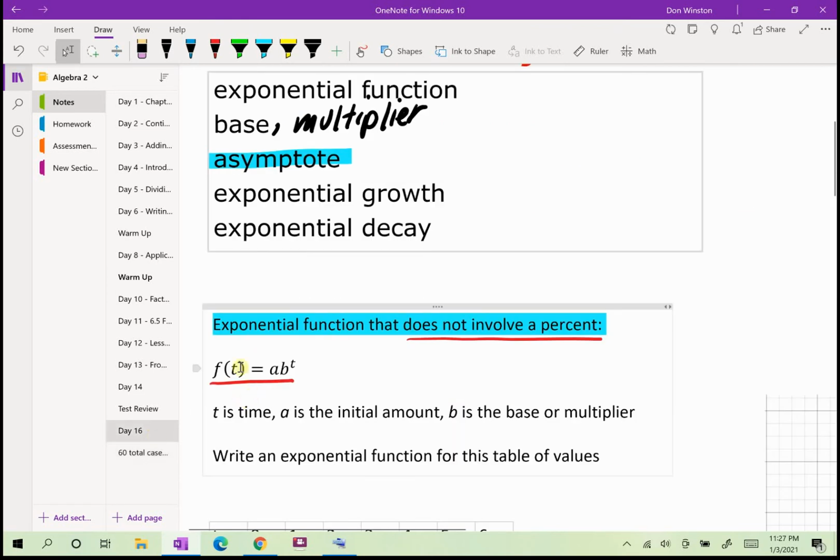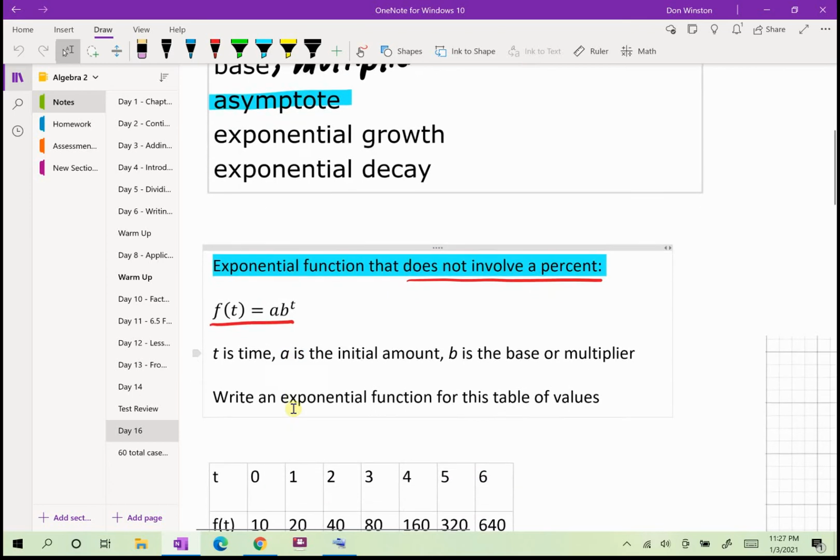So the general form is f of t, so the function is a function of time, equals a times b to the t. We say a is the initial amount. This is where things start when time is 0. And then b is the base, or multiplier. It's how much it grows each day or each week or each year, each t.